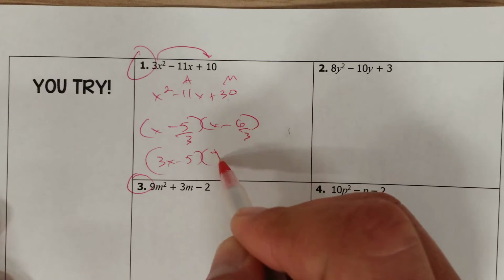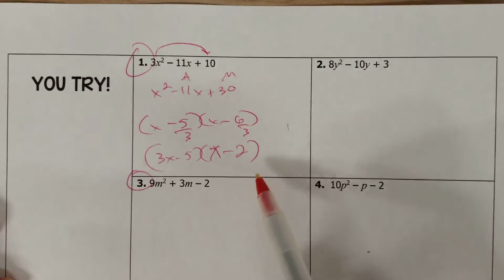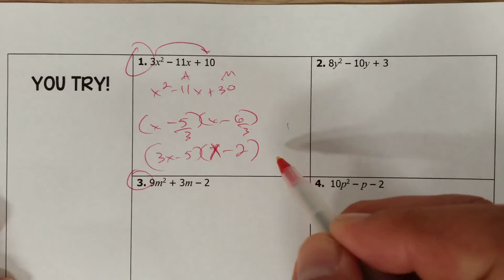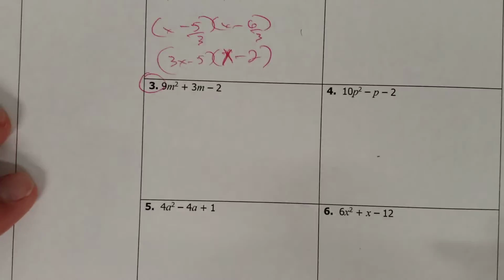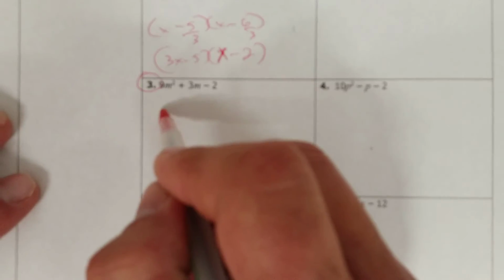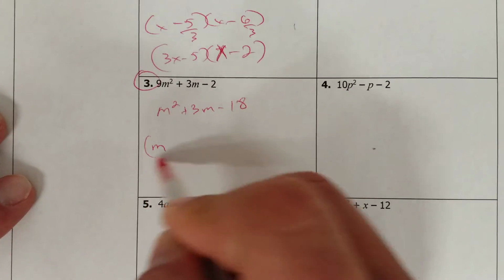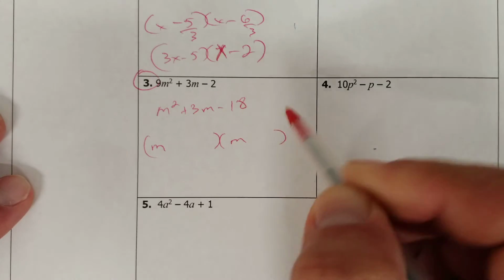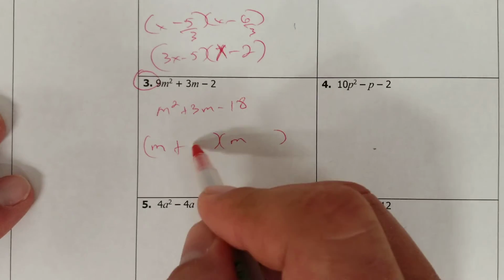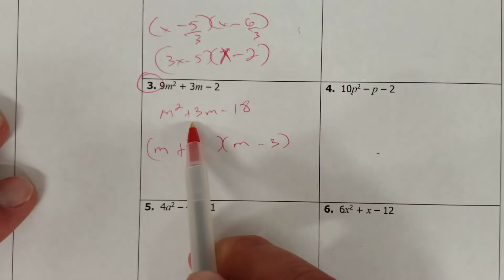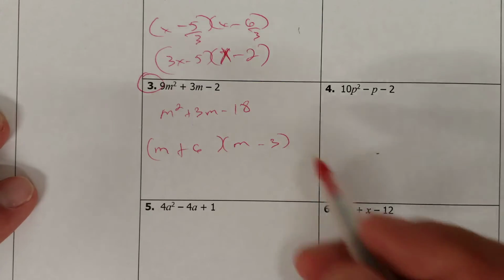Well, that reduces to 2. So there's your answer. 3x minus 5 and x minus 2. 9 times negative 2, negative 18. Positive 6, negative 3. Multiply to be negative 18, add up to be 3.